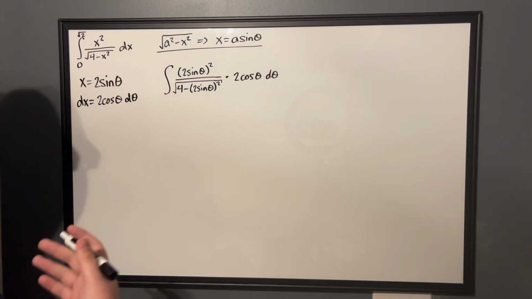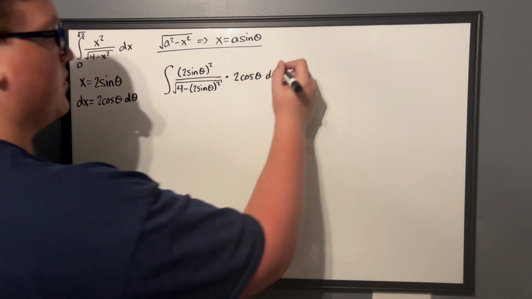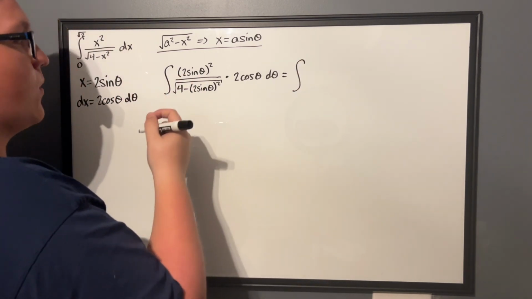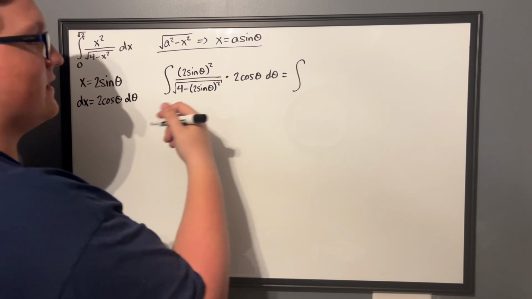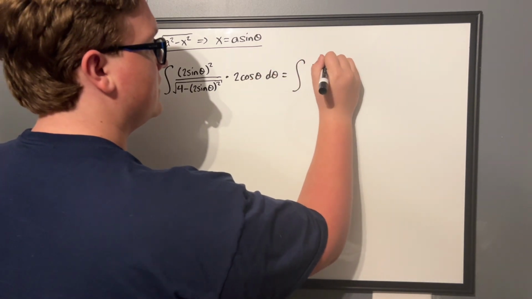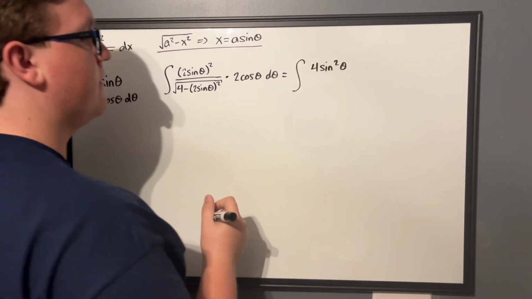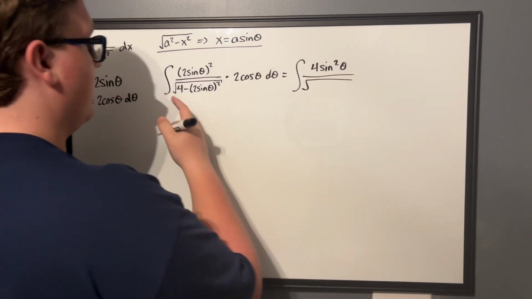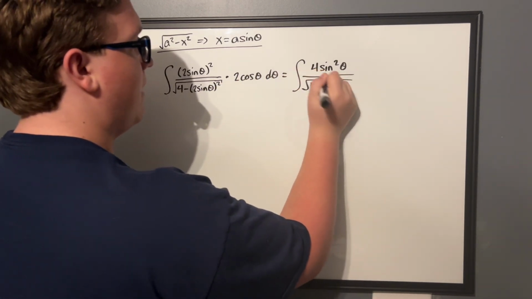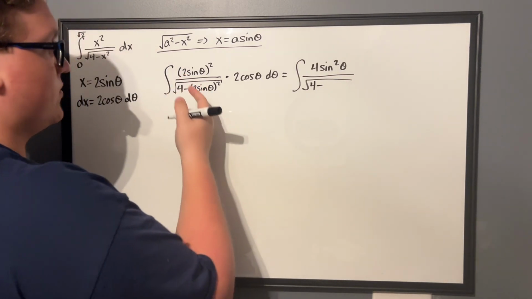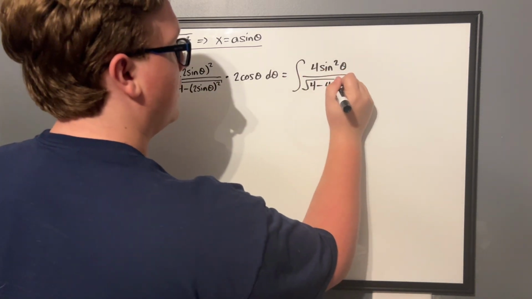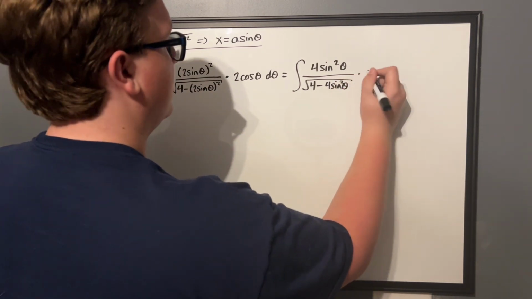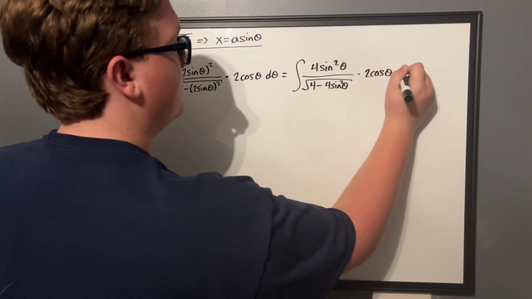Now, we can actually do a little bit of work simplifying this. In the numerator, we have 2 sine theta squared. We can just square the 2 and square the sine theta, so we get 4 sine squared theta. In the denominator, we're going to have the square root of 4 minus, and this is the same thing up here, we square the 2 and square the sine theta, so we get 4 sine squared theta. And again, this is still times 2 cosine theta d theta.